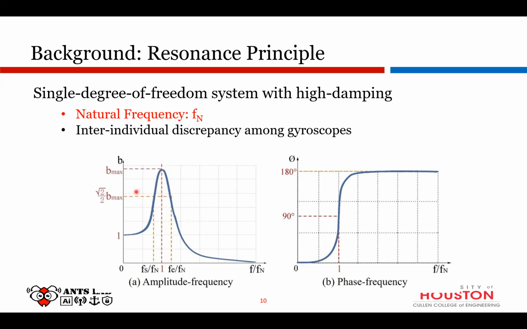And there is a 3 dB bandwidth that can be shown in subfigure A. And for subfigure B, we can also see that the ratio between the working frequency and the natural frequency will also affect the signal phase. So here is the background of resonance.